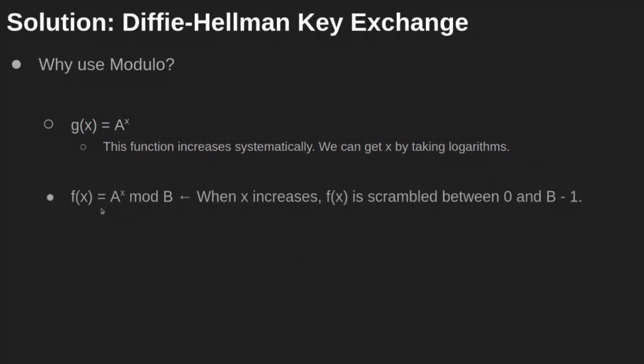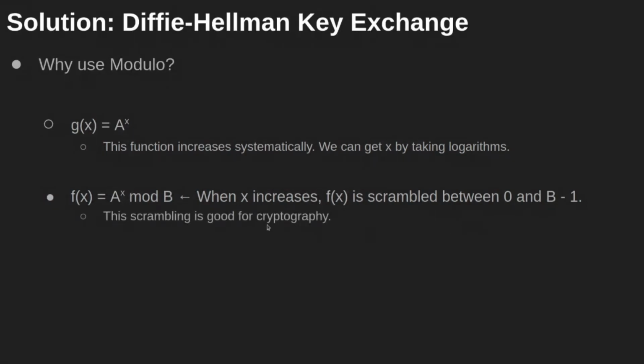If we did this, which is f of x is equal to a to the x mod b, this is called a modular exponentiation. When x increases, f of x gets scrambled between 0 and b minus 1. Because you can imagine taking the mod as like going around a clock, where it loops around at the end when a to the x reaches b.